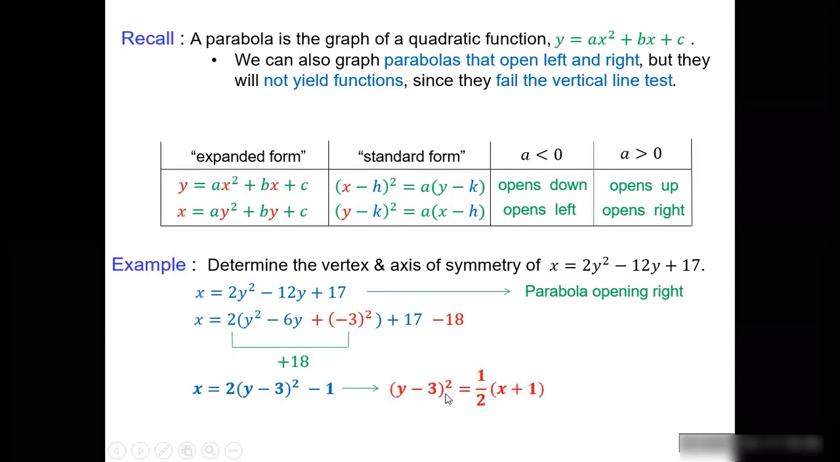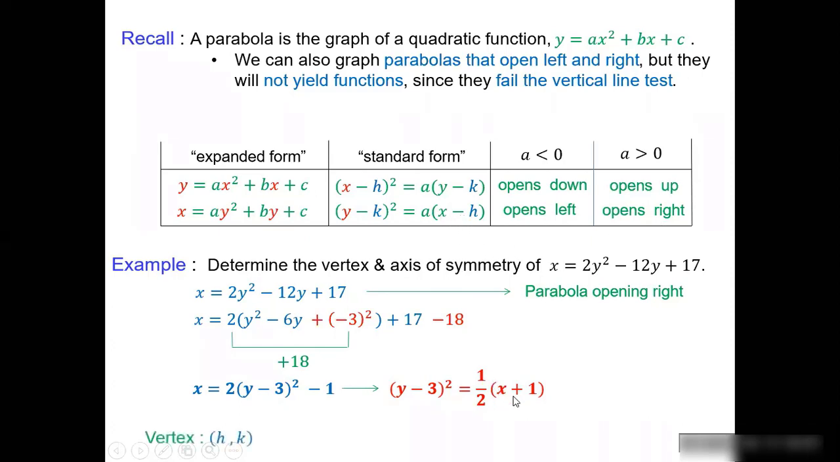So we can now rewrite this as y minus 3 quantity squared, which is in the form y minus k quantity squared, equals 1/2 times x plus 1. In other words, a is 1/2, which is still positive, therefore it opens right. And now we have x minus h.